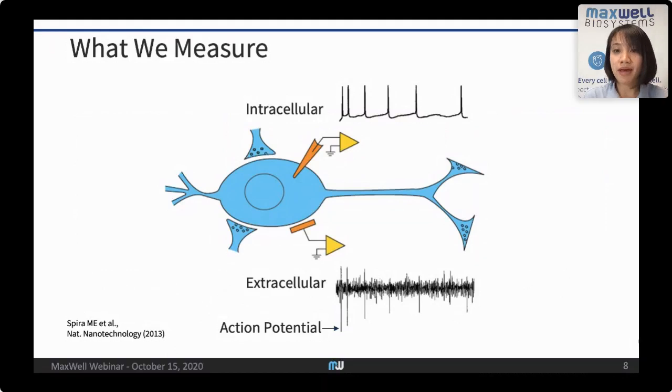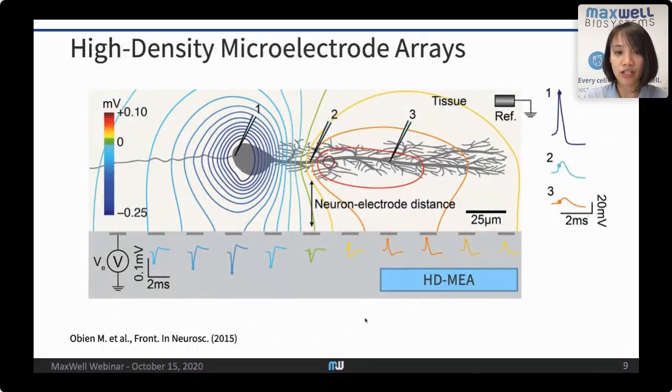So again, what do we measure? Intracellularly for patch clamp, we have these positive spikes corresponding to action potentials. And these are the same things that we can record extracellularly. It's just that we see them as negative spikes from outside of the cell. And with high-density microelectrode arrays, we have multiple electrodes that are tightly spaced with each other. So we are not only detecting signals from one point of the cell, but also from multiple points of the cell, such as along the axon, at the soma, and also along the dendrites.